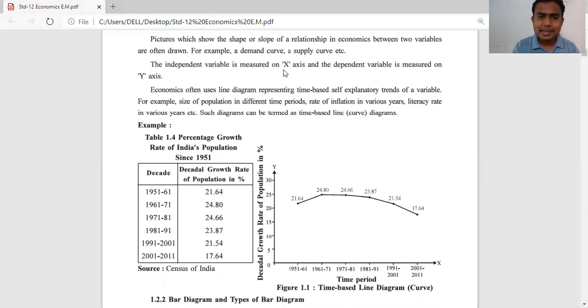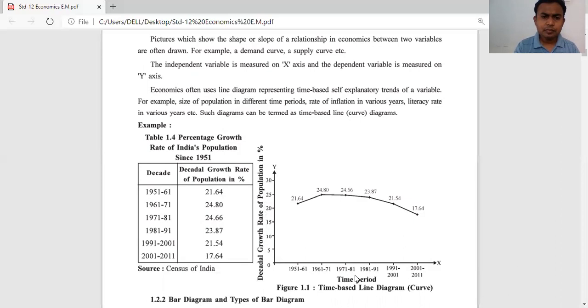So x-axis will have independent variables and y-axis will have dependent variable. These variables are called as independent variables. Independent means they are not dependent. And on y-axis, you have to present dependent variables, means these variables are dependent on years. So these are called as dependent variables which keeps on fluctuating, and these variables are fixed.